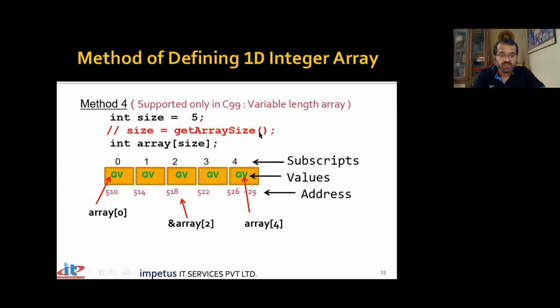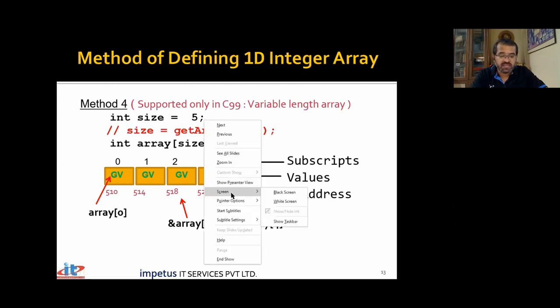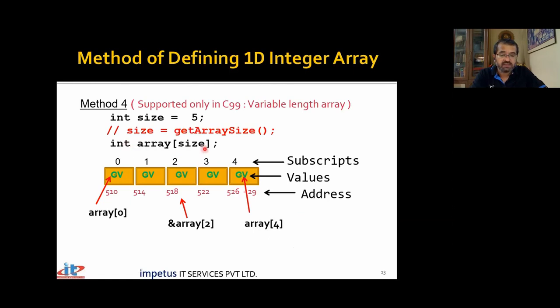So I could write a function. That function will ask the user, please enter the size of the array. You enter 5, 10, 15, whatever it is, that value will be returned. That will get stored inside this variable size, and then this array will get created of that specified size. So at compile time, I do not know how big this array is, because the get array size function will get called when you run the program. Sometimes the user may say 5, sometimes he may say 50, and sometimes he may say 100. Whatever value the user enters will get stored, and the array will get created of that size. It's called a variable length array.